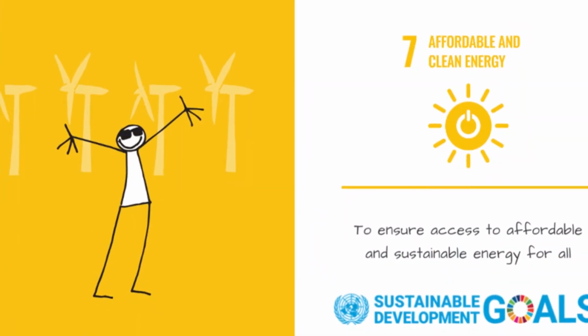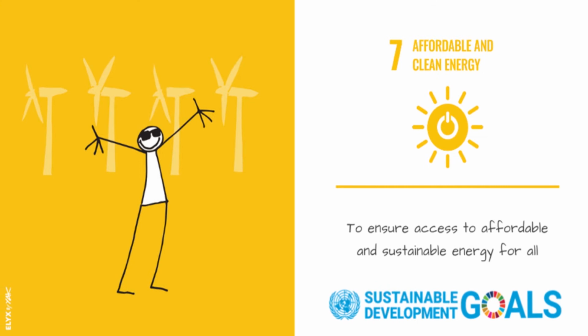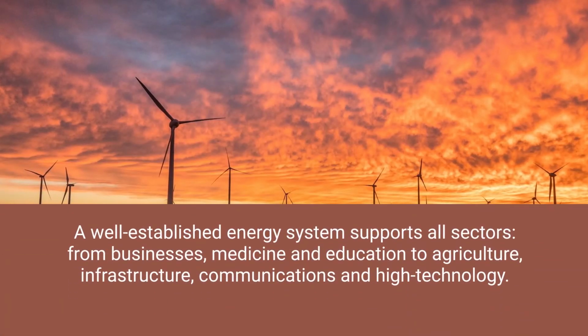Goal number 7, affordable and clean energy. To ensure access to affordable and sustainable energy for all is the major target of goal number 7. Also, a well-established energy system supports all sectors. Energy is the driver of life, as you know. From businesses to medicine and education to agriculture, infrastructure, communication, and high technology, most all sectors need energy.